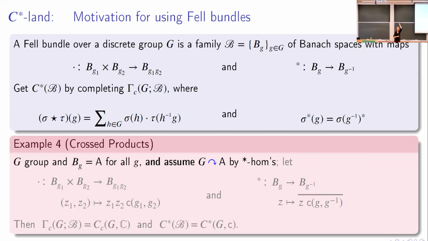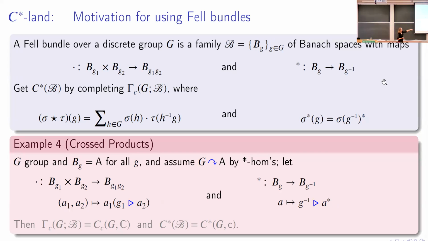My fibers are all the exact same C-star algebra A, not just the complex numbers. I assume that my G acts by star homomorphisms. And now my multiplication needs to make sure that this action is being taken care of. So when I multiply A1 with A2, I don't just multiply them in the C-star algebra, but I first pay a price depending on what fiber my first component was in.